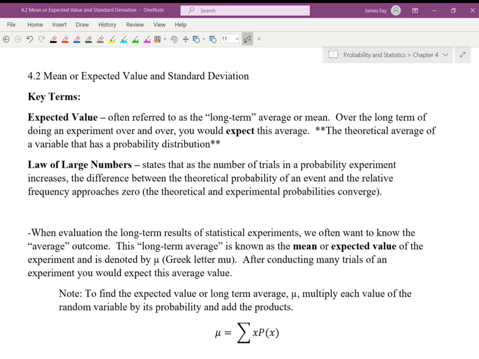Expected value is often referred to as the long-term average or mean, okay? So over the long term of doing an experiment over and over, you would expect this average. We can think about it as the theoretical average of a variable that has a probability distribution. If you do some research on expected mean, they talk about it being a weighted average of a probability distribution, and the idea is we are going to do an experiment over and over again, and we know the probabilities of certain results showing up.